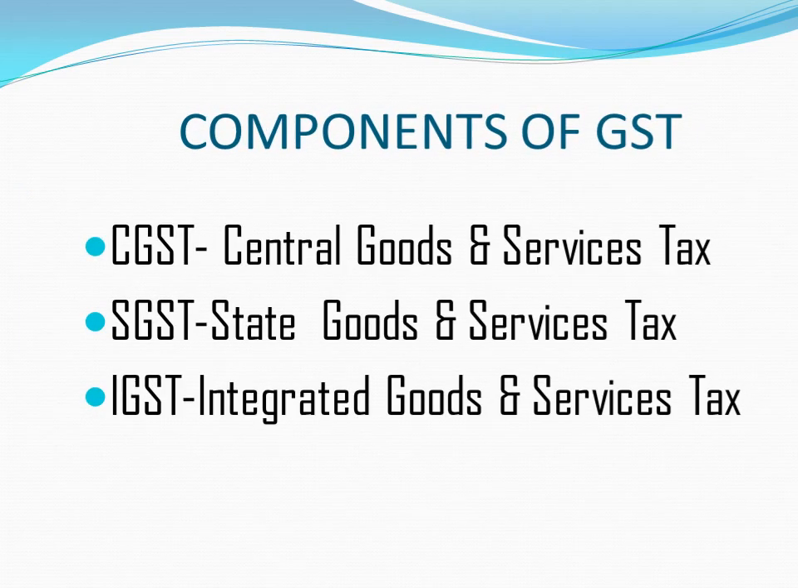Next we discuss the components of GST. The first one is CGST, Central Goods and Services Tax. CGST is a tax levied on intrastate supplies of both goods and services by the central government. The second one is SGST, State Goods and Services Tax. SGST is a tax levied on intrastate supplies of both goods and services by the state government. And the last one is IGST, Integrated Goods and Services Tax. IGST is a tax levied on all interstate supplies of goods and services.